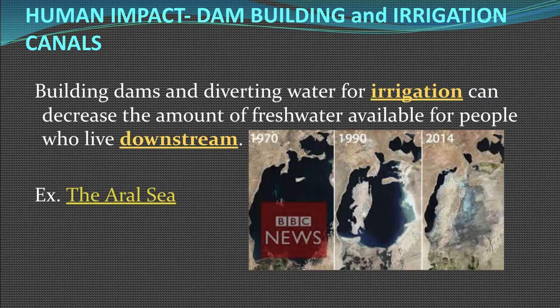When you send water a different way, for irrigation, you are essentially decreasing how much fresh water is available for people down the way.